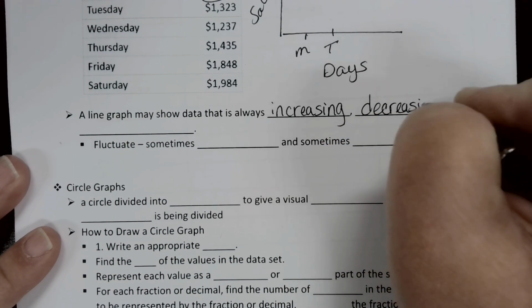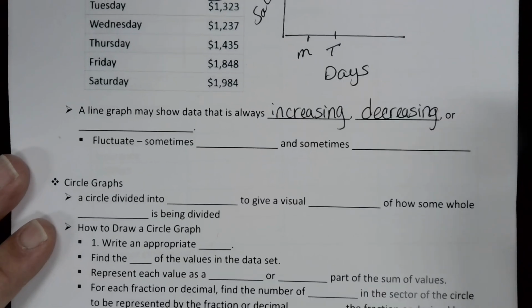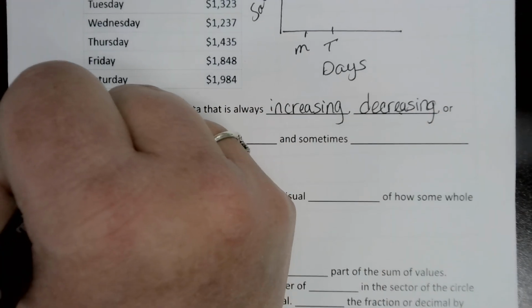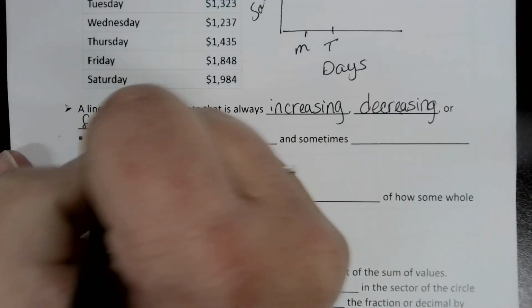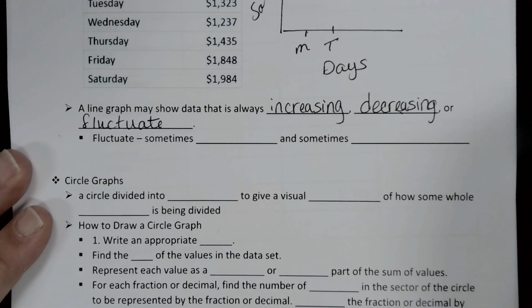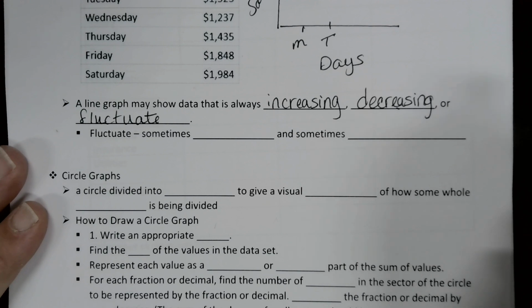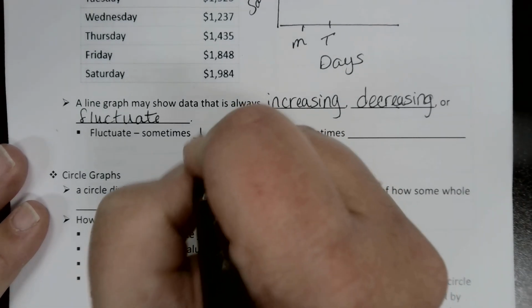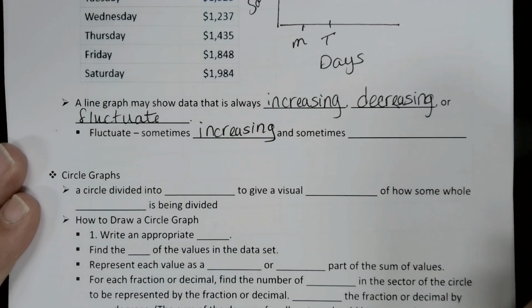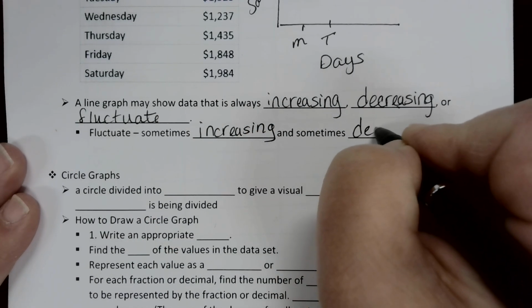On payday, I have more money in my bank account than I do at the end of the month. So that would be a line graph going down. Or it could fluctuate, like the one I drew. It could go up, down, up, down. When they fluctuate, that means that they're sometimes increasing and sometimes decreasing.